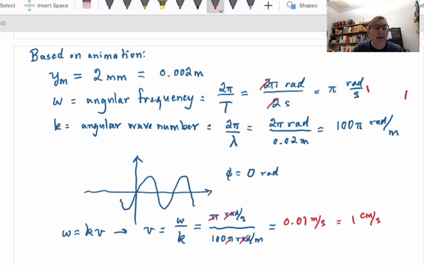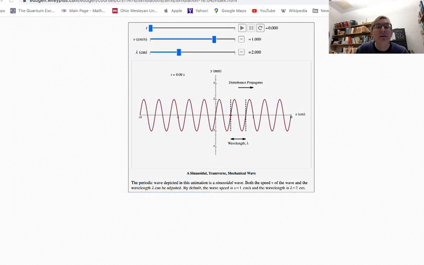And if we look back at the animation, look at the slider there in the middle. V in centimeters per second is set at 1. So that seems right. Okay, back to the notes.